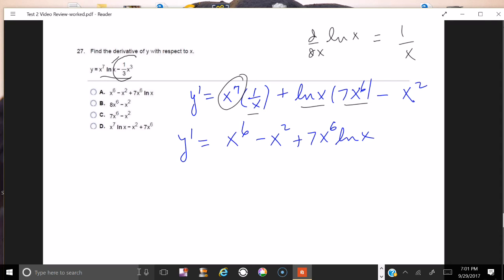And the derivative of minus 1/3 x cubed happens to be minus x squared. So the answer, simplifying this, is x to the 6 minus x squared plus 7x to the 6 ln of x. And that is answer A.